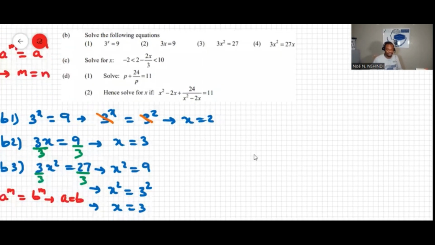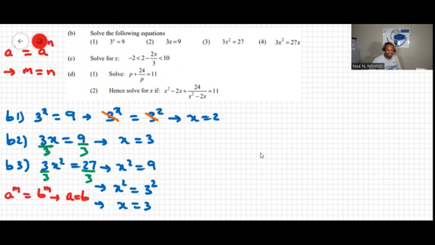Then question 4, B4, I can write it here. B4 says that 3x squared equal to 27x. Now we can start by simplifying the equation. So we divide by 3 both sides of the equation. I don't want to divide by x; I can't divide by 3x, so we divide by 3. Why can we not divide by x? X being a variable, in case it is equal to 0, for instance, division by 0 will be ruled out. So we cannot divide by 3x here. We divide by 3, and then this will be x squared equal to 9x.